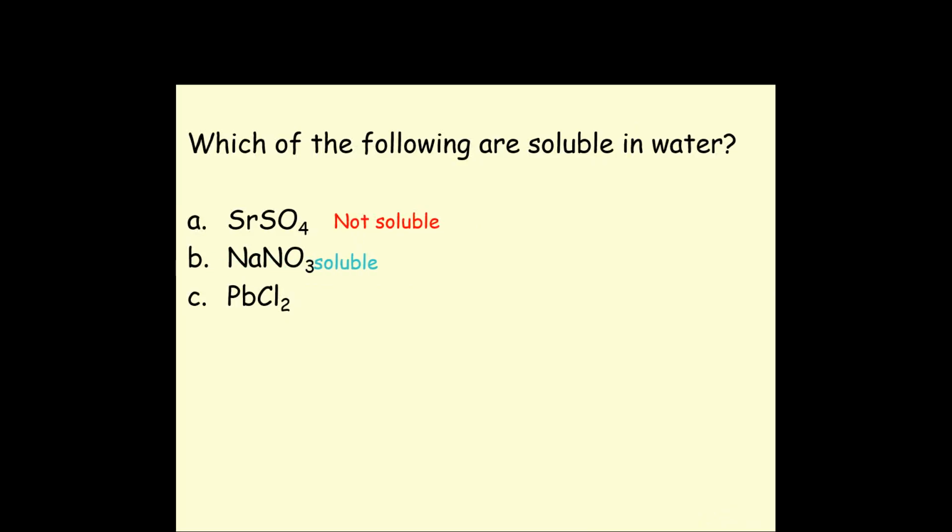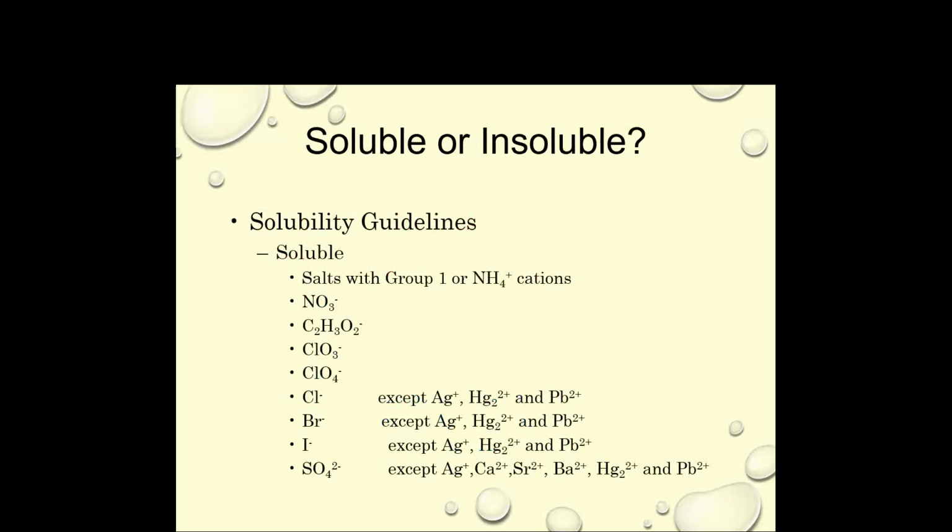So we get soluble. And then lead chloride. Again, let's go back to our list. You'll get familiar with the list, hopefully. Chlorides are soluble. Yay, it's soluble. But wait, lead is one of the exceptions. So lead chloride would be insoluble. And I just did that. I didn't want to do that.